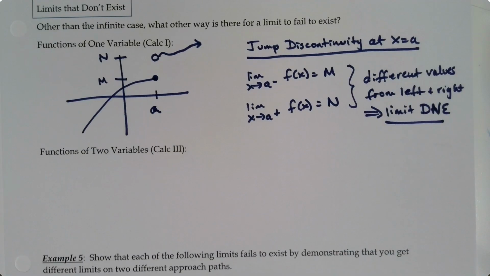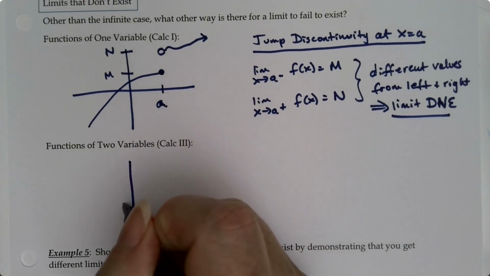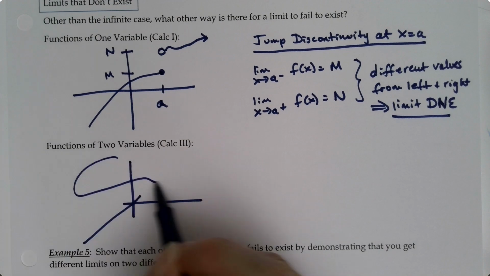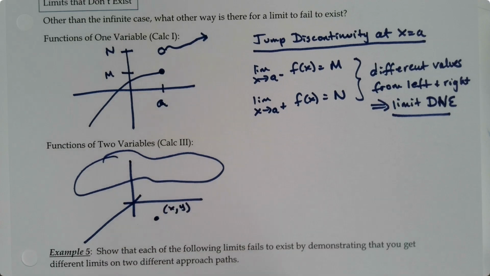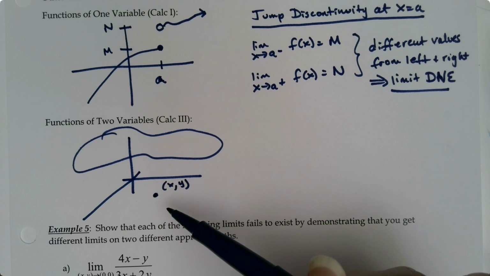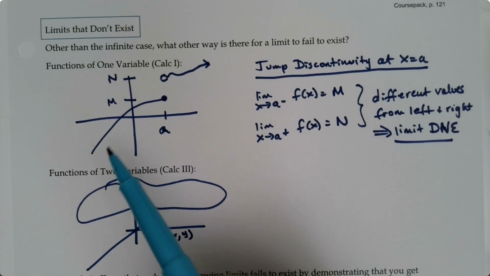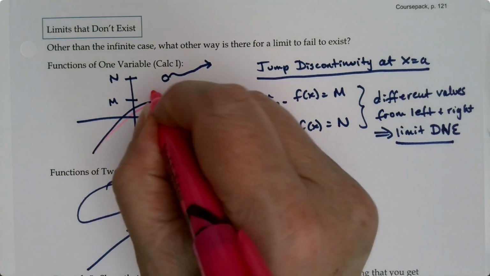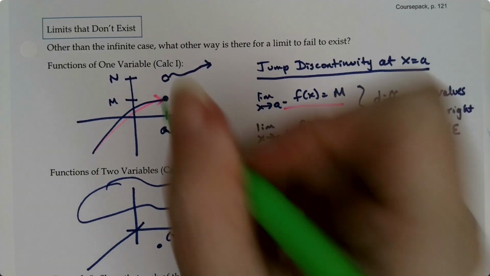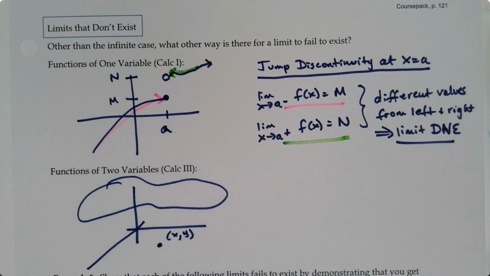Okay, what are we going to do in Calc 3? So how can we keep this alive? We have some kind of surface or something, and we want to approach a point x, y, and figure out whether or not the limit exists. So we're going to have to find ways to approach, just like we did here. When you approach in Calc 1, you can only approach from the left and the right. And that's it, because it's all in one variable. But in Calc 3, that's not the case.